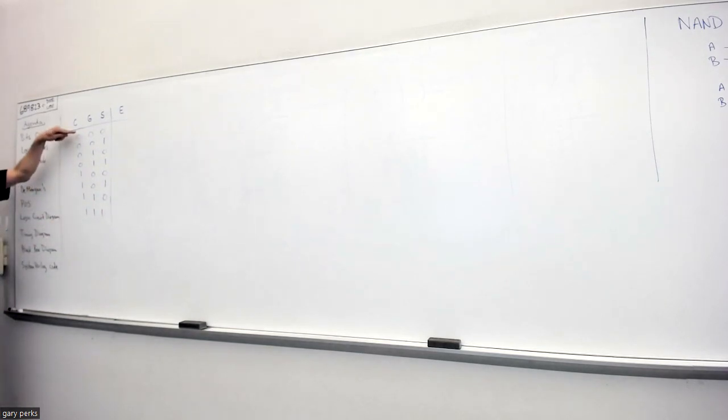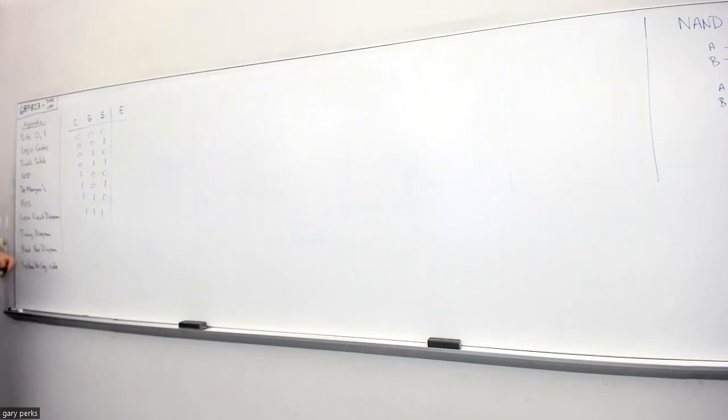Notice, when I wrote these combinations of inputs, I put them in binary order. If we were to consider these inputs as binary numbers, I'm going 0, 1, 2, 3, 4, 5, 6, 7. That's typically what is done. When you have a truth table, you always put your inputs in binary order.